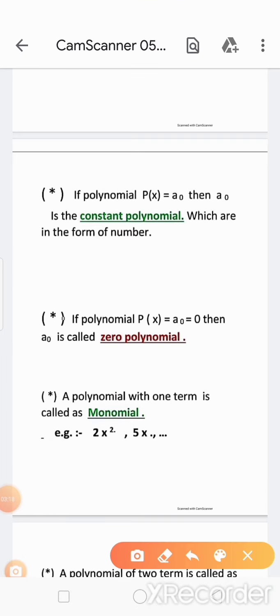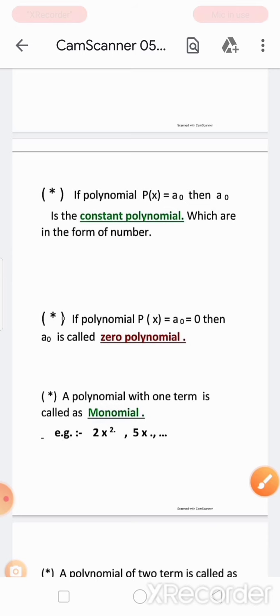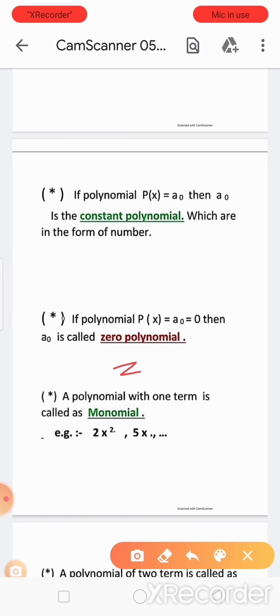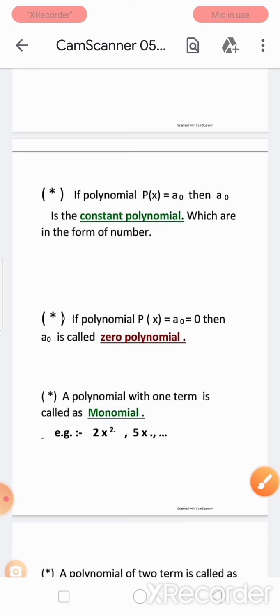Next, if we suppose any polynomial p of x is equal to a0, then a0 is the constant polynomial, which is in the form of a number. For example, polynomial p of x is equal to 5 and any other number polynomial, such as 2, then this numerical form is known as a constant polynomial. Next, if a polynomial p of x is equal to a0 and the value of a0 is 0, then the polynomial is known as the zero polynomial.